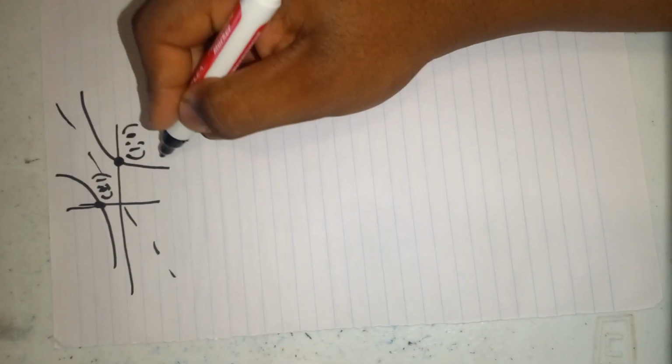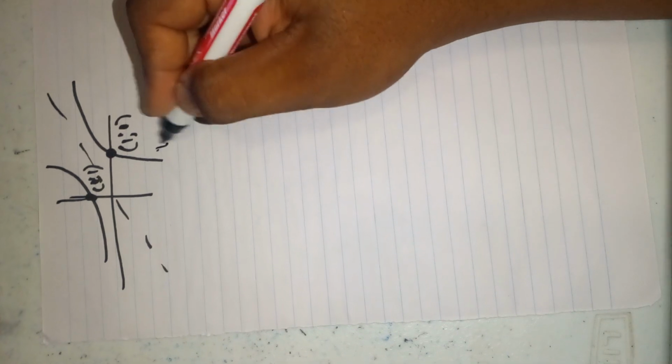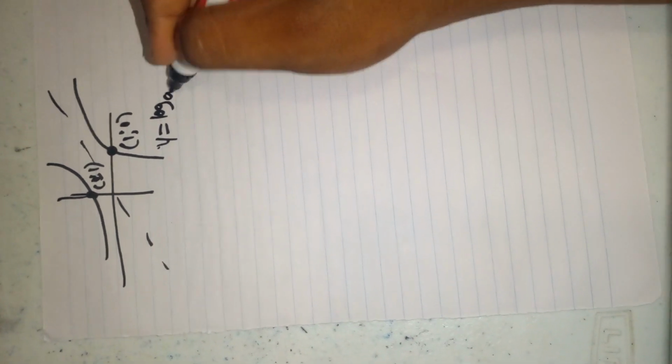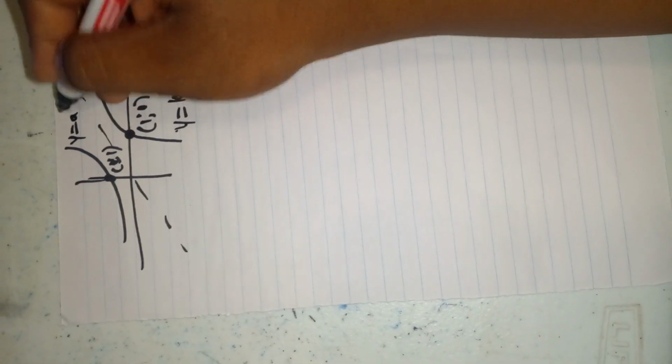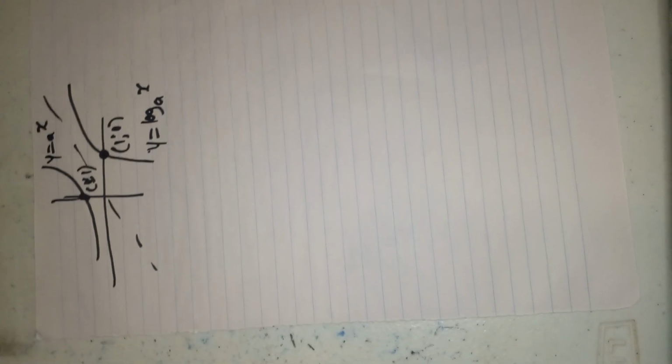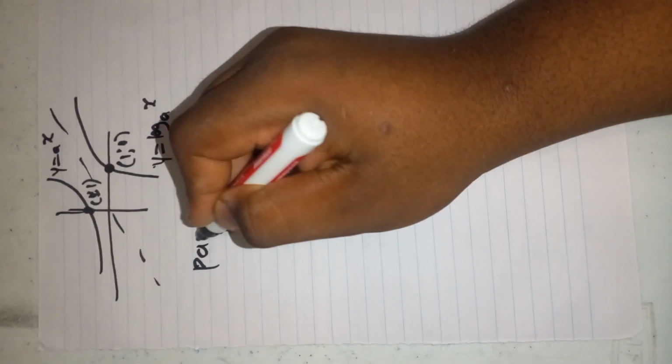So basically, this graph is for y equals log base a of x, and this one is for y equals a to the power of x. Can you see it? Do you understand the difference now? That's how it is, guys, with the graph. So now we can simply go to the next one: parabola.